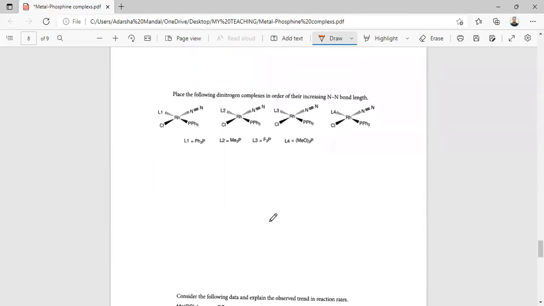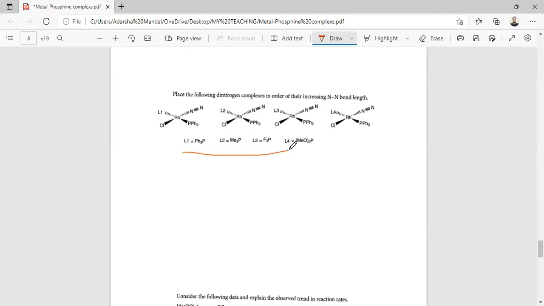So my next question is, place the following dinitrogen complexes in order of increasing NN bond length. So here the NN bond length depends upon the back donation from metal to nitrogen. If there is more back donation from the metal to nitrogen, there will be an increase in the NN bond length.